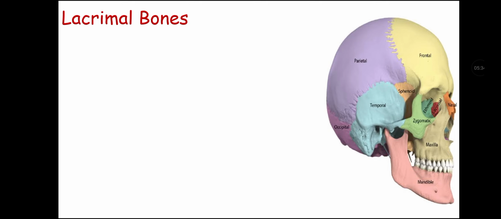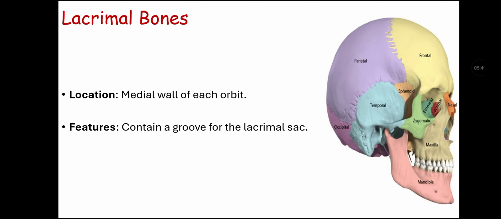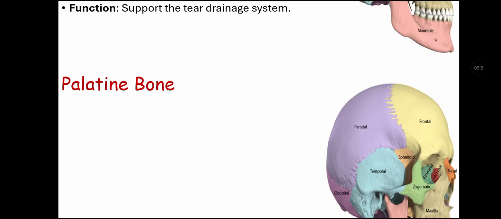Next bone is the lacrimal bone. As you can see here in the diagram, the red color bone in the orbital cavity is the lacrimal bone. There are two bones, that means they are paired bones, and they are present at the medial wall of each orbit, as you can see here in the diagram. They contain a groove for the lacrimal sac. They support the tear drainage system.